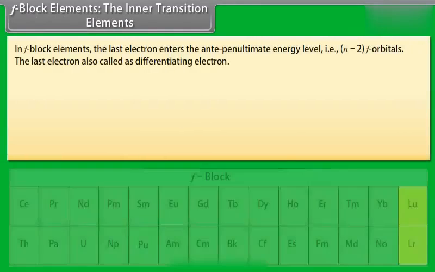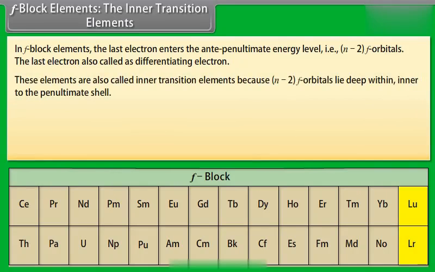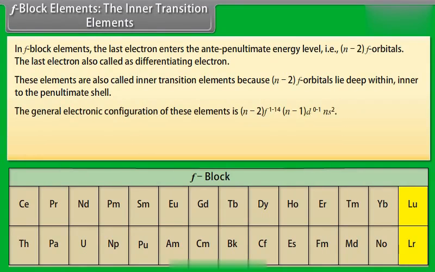F-block elements, the inner transition elements. In f-block elements, the last electron enters the antepenultimate energy level, that is (n-2) f orbitals, where n can be 6 or 7. The last electron is also called the differentiating electron. These elements are also called inner transition elements because (n-2) f orbitals lie deep within, inner to the penultimate shell. The general electronic configuration of these elements is (n-2)f1 to 14, (n-1)d0 to 1, ns2.